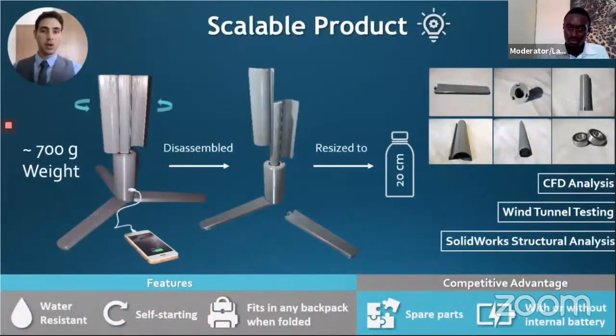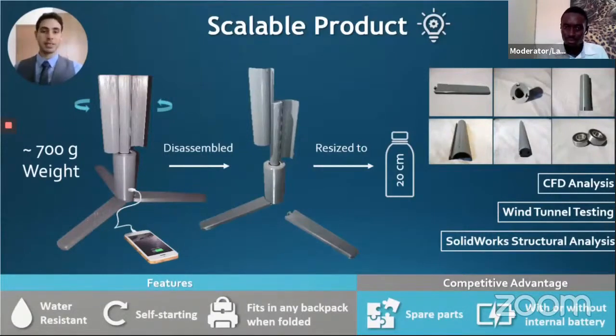Our water-resistant product works on the same principle as any self-starting vertical axis wind turbine. The incoming air rotates the generator producing electricity, and then you just plug in your device for direct charging. The first prototype was created after experimenting with computational fluid dynamics, wind tunnel tests, and solid-core structural analysis to find the optimum design with the best performance.